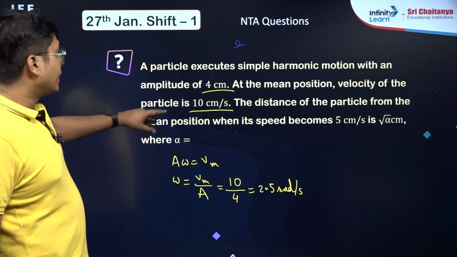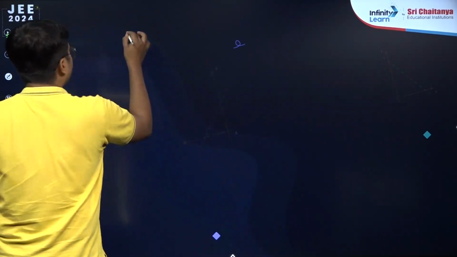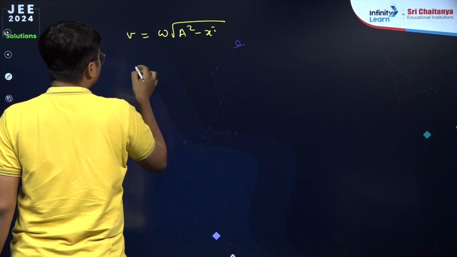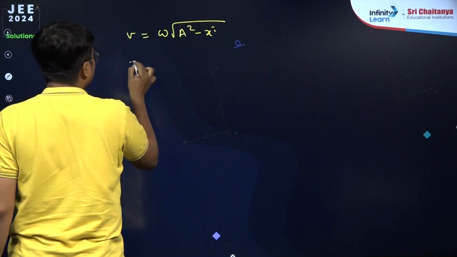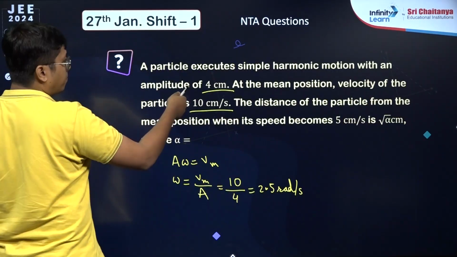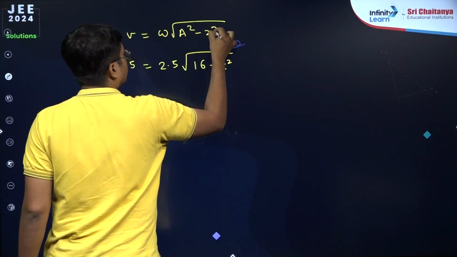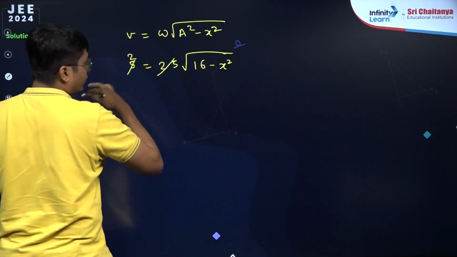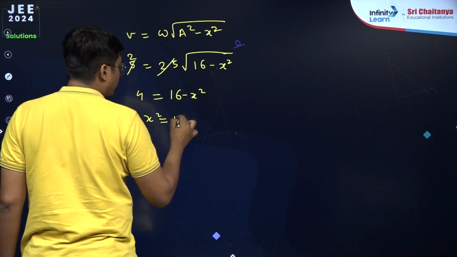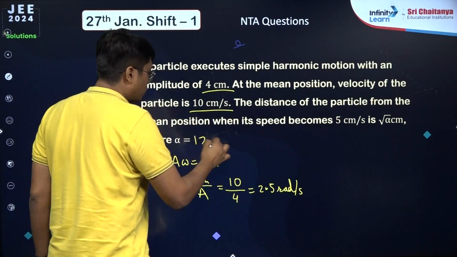We have that omega. Next, distance of the particle from the mean position when speed becomes 5 centimeters per second. So V is equal to omega root over A square minus X square. V is given as 5 centimeters per second. Omega was 2.5, we calculated. The amplitude was 4 centimeter. So that is 4 square, that is 16 minus X square. Cancel it out, goes with the 2. So if we square both sides, 4 is equal to 16 minus X square, or X square is equal to 12. So X is root over of 12. So alpha is equal to 12 over here.